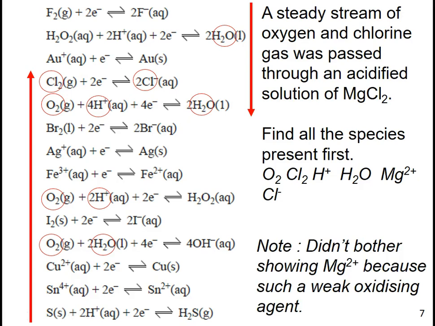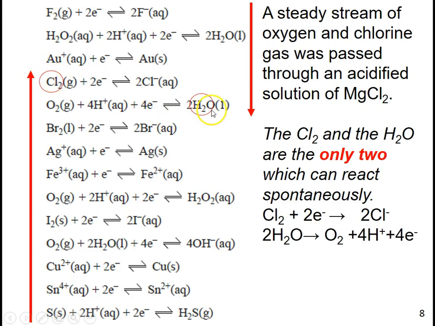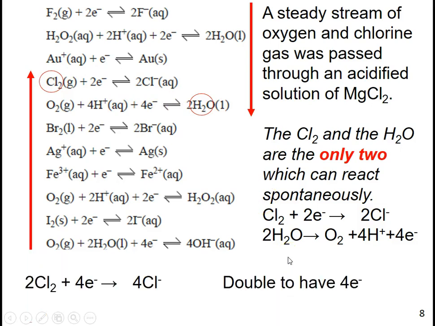I've just written here, I didn't bother showing the magnesium ions down here, magnesium ions right down the bottom, because they're such a weak oxidizing agent, they're not even in the race. Okay, so the chlorine and water are the only two that will react spontaneously, naturally. So chlorine's going to get the electrons. Remember, we have to pick this up and turn it around, so the water's going to lose the electrons.